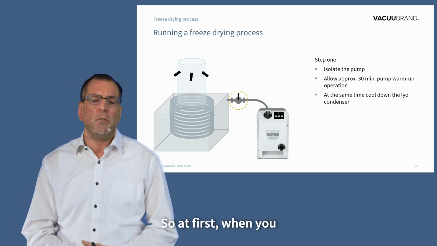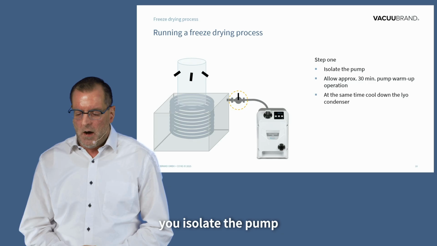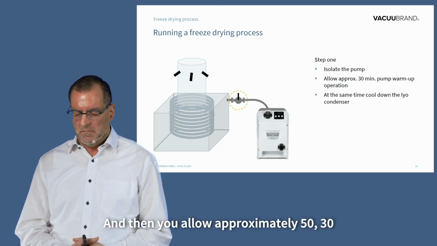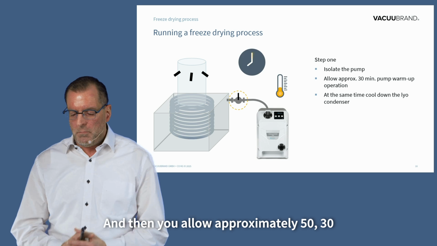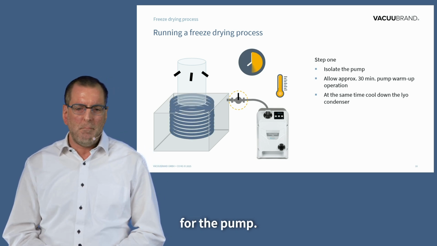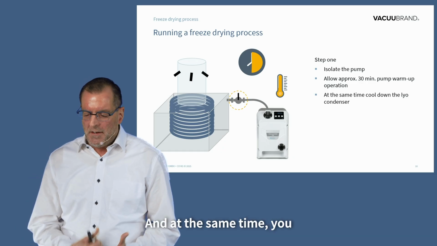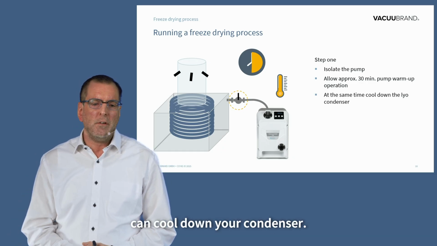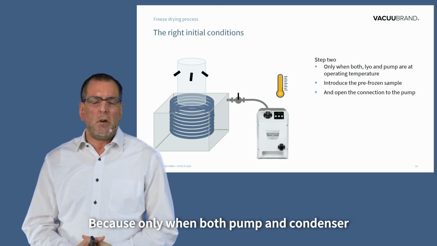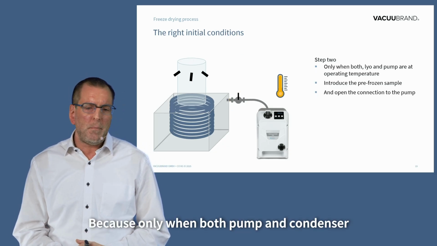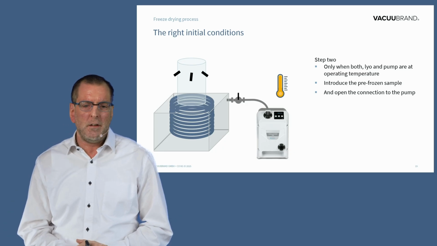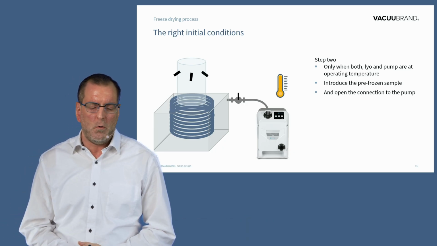So at first, when you start up a freeze dryer, you isolate the pump from the freeze dryer by closing the isolation valve. And then you allow approximately 30 minutes warm-up time for the pump, and at the same time you can cool down your condenser. Because only when both pump and condenser are at their respective operating temperature, the system is ready to go.